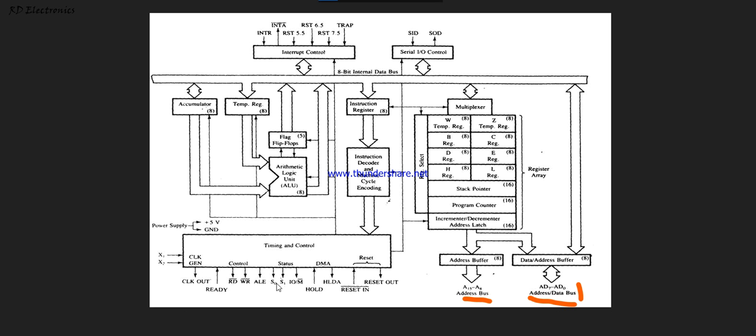This is address latch enable, this is status pin. In the next lecture we will discuss them separately. I'll make a video for this pin description, IO/M bar. There are lots of pins available, but today we only discuss the blocks.